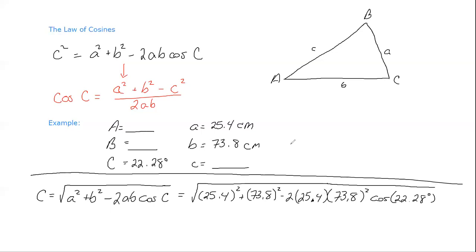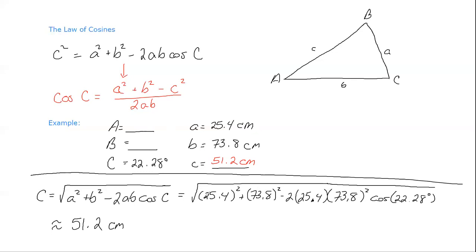And now I just wheel out my calculator, and this is going to give me that C is approximately equal to 51.2, and my units of measurement are the same as it was for the other sides, so this is going to be in centimeters as well. So we're going to come up here, and in red, we're going to put 51.2 centimeters. So now we have all the sides. Now we've got to go back and get the two angles.